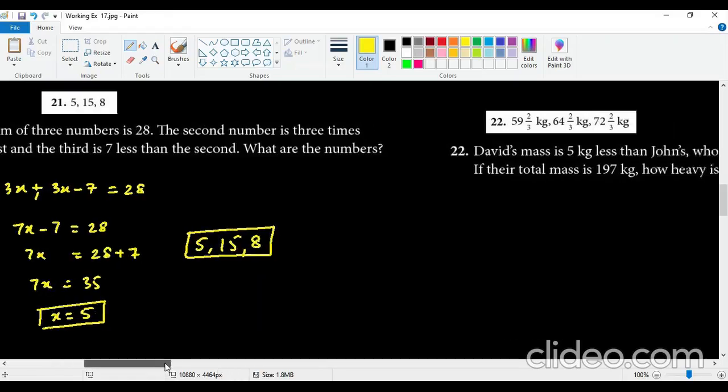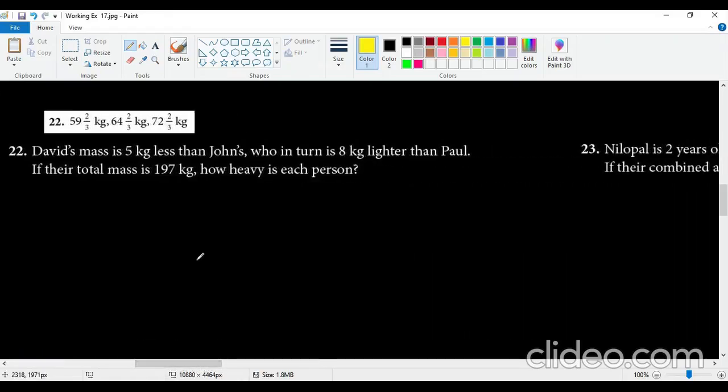Moving on to question number 22. Number 22, the question begins with actually Paul. If you read this carefully, David's mass is 5 kg less than John, who in turn is 8 kilogram lighter than Paul. So the weight of Paul, I assume as x. Then it comes John. If you can see this, John is 8 kilogram less than Paul. So it's going to be x minus 8.